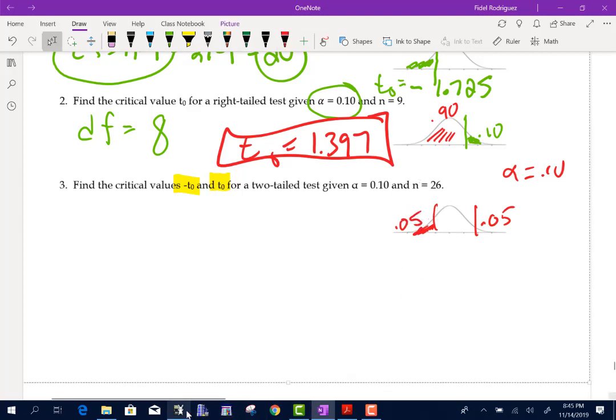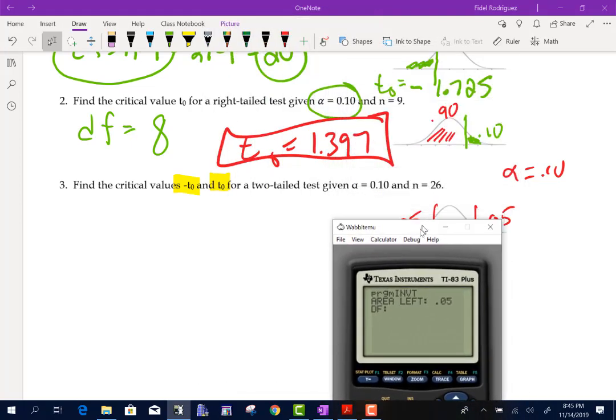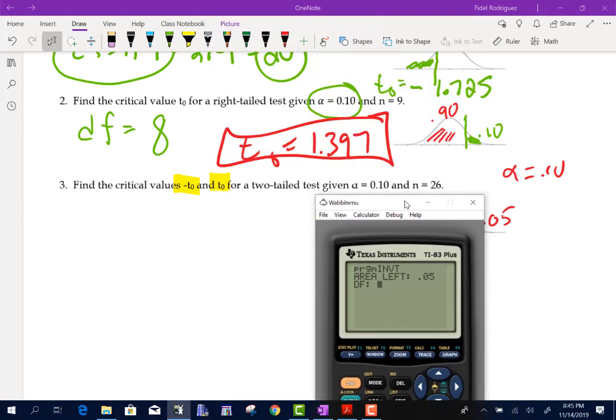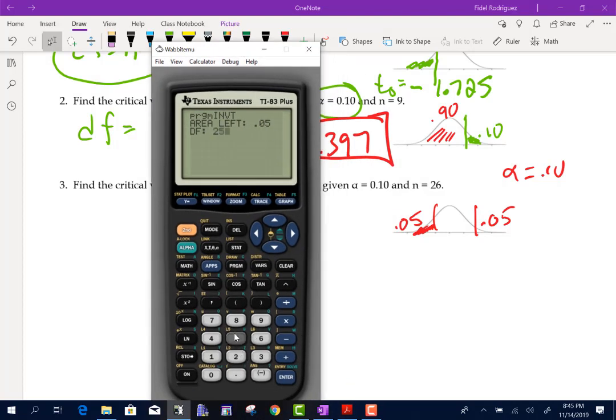So what's the area to the left right here? 0.05, right? Okay, so let's grab our calculator, clear it out, and go to inverse t. There to the left is 0.05. What is our degrees of freedom in this case? 25, because our n is what number? 26, so we always have to subtract 1. So 25, hit enter, and we should come up with the negative one first. Remember, we're going to 3 decimal places, so -1.708.